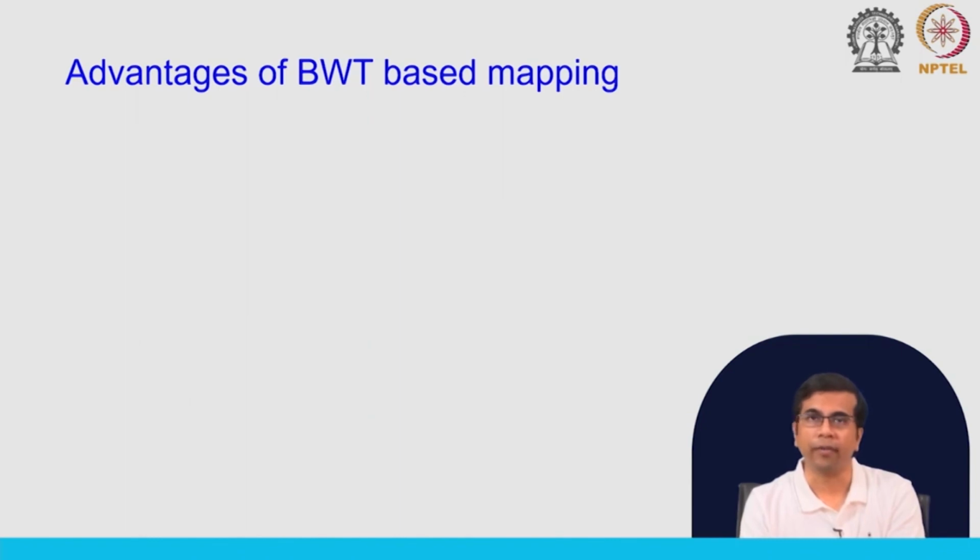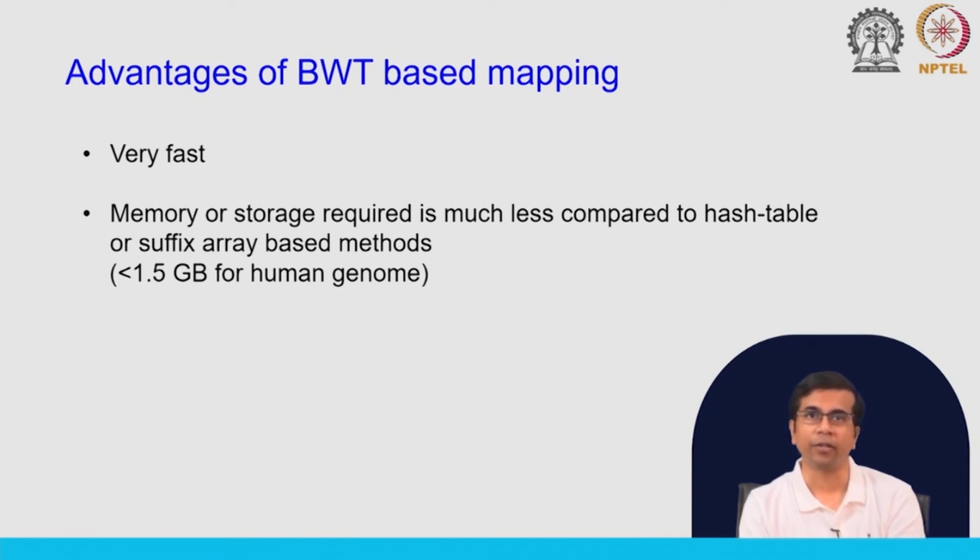So, what are the advantages of BWT based mapping? We have learned how we can map reads that match perfectly as well as reads that contain mismatches. What we have seen is this is a very fast process. You do not have really complex or time consuming steps. The memory or storage required is very much less compared to other methods that we have discussed so far. This method takes less than 1.5 GB for the human genome.